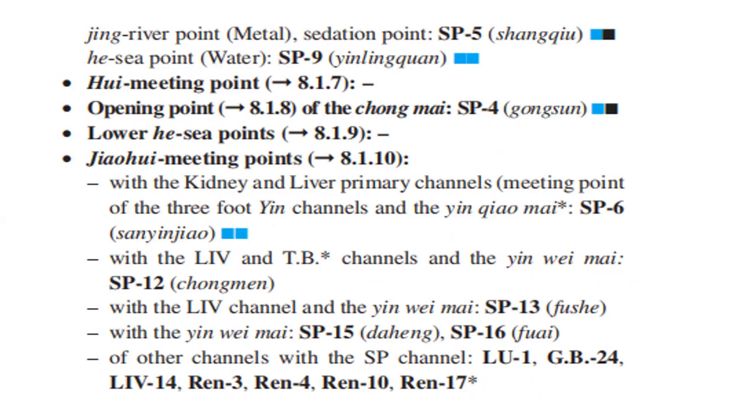With the liver and triple burner channels and the yin wei mai, Spleen 12. With the liver channel and yin wei mai, Spleen 13. With the yin wei mai, Spleen 15, Spleen 16. Of other channels with the spleen channel: Lung 1, GB 24, Liver 14, Ren 3, Ren 4, Ren 10, Ren 17.